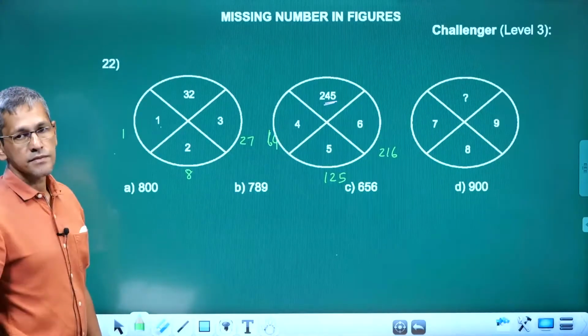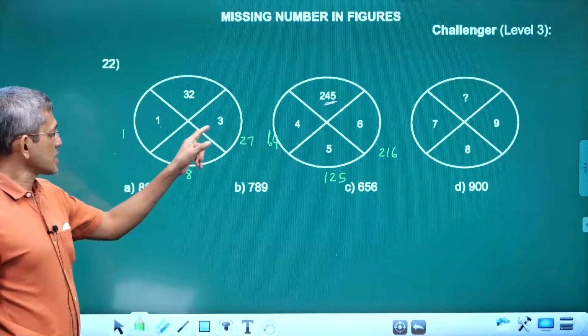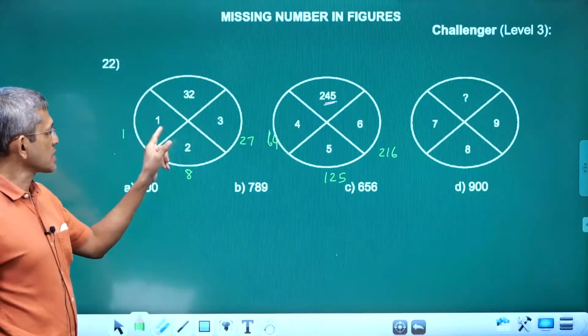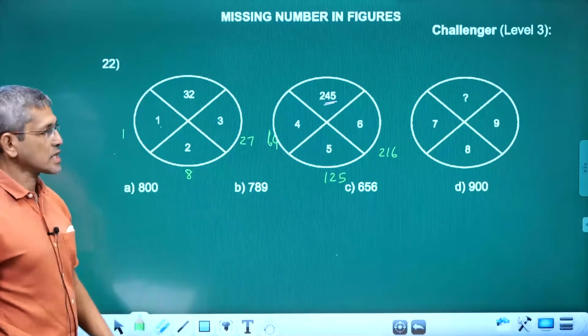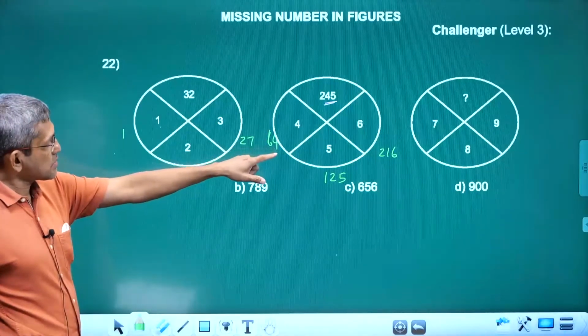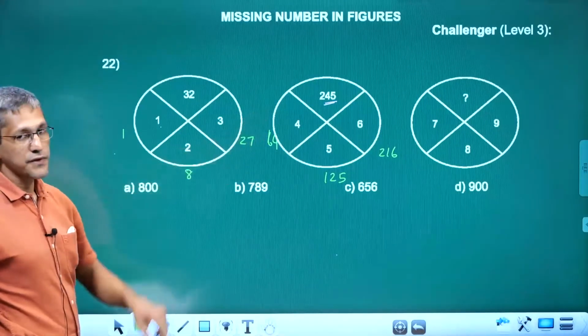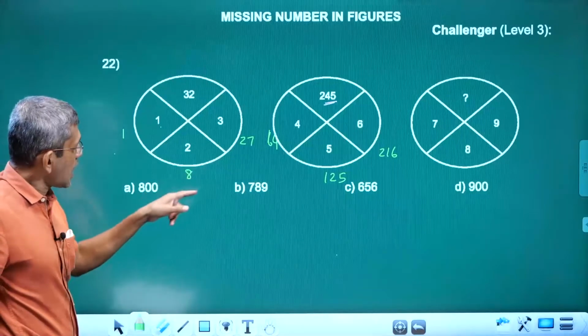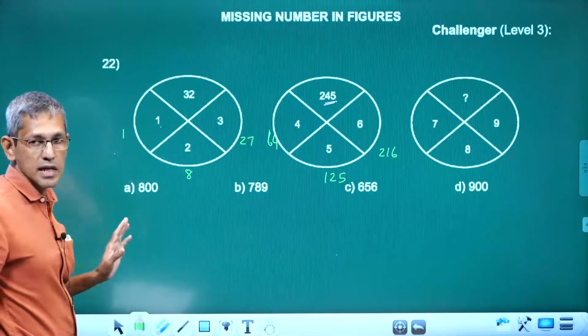Anything else? Any other possibility? If you take 3 plus 2, 5. 5 plus 1 is 6. 6 and 32, is there a connection? And if you add over there, 6 plus 4 is 10. 10 plus 5 is 15. 15 and 245, is there a connection? So if you add the cubes of these numbers, we are not really getting the answer.